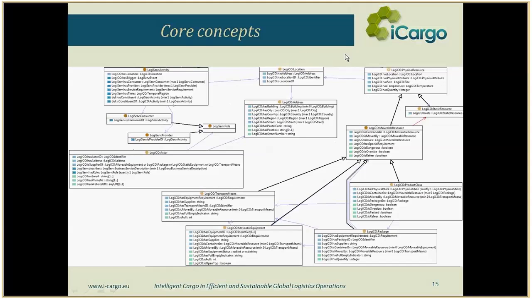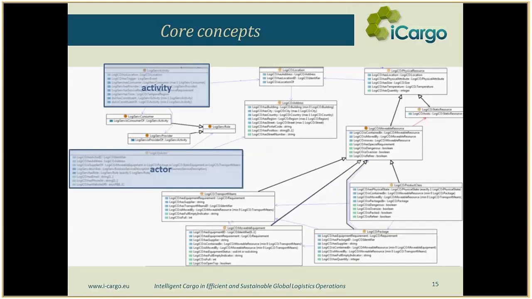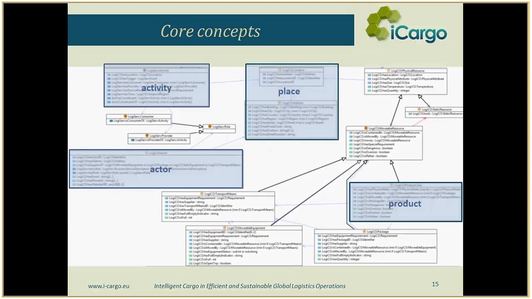So as we said before, what is logistics? Logistics is about activities. So here you see the concept of activity. There is one concept in LogiCO dedicated to describing an activity. Then we have activities that happen between actors. So we have dedicated concepts to define what an actor is and what the properties of an actor are. Then actors exchange certain products. So we have some concepts dedicated to that in LogiCO, at a certain place, from an origin to a destination.